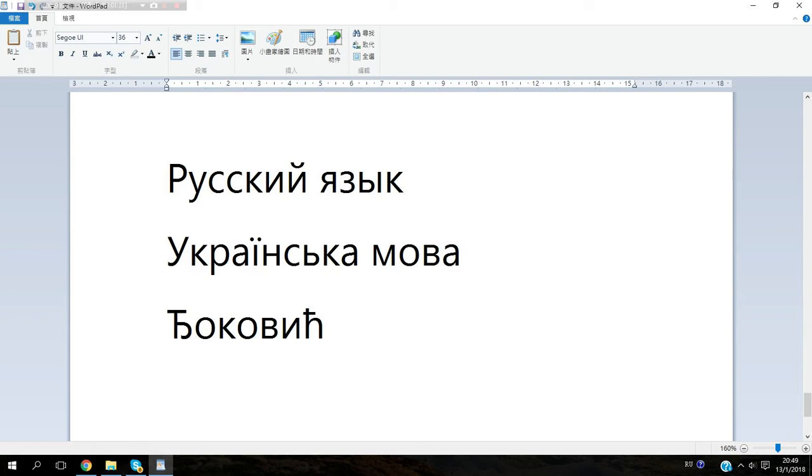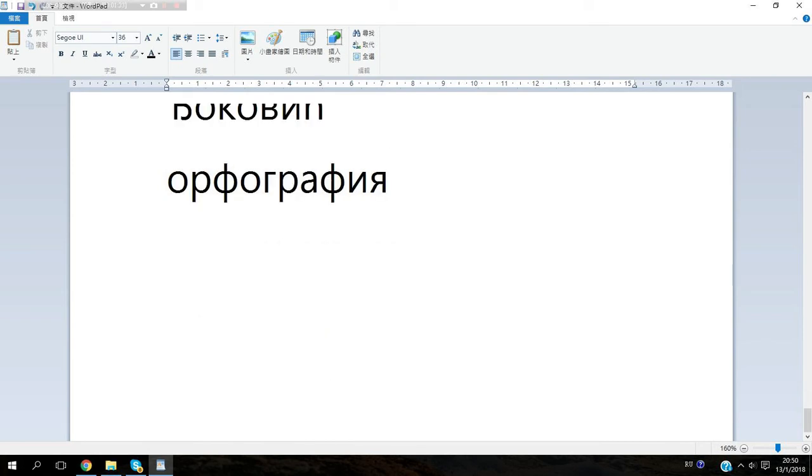For example, in the old Russian orthography, the word orthography was orthografia. And nowadays, the word is still used, but the spelling is something like this. Orthografia. So, before 1917, it was something like this.